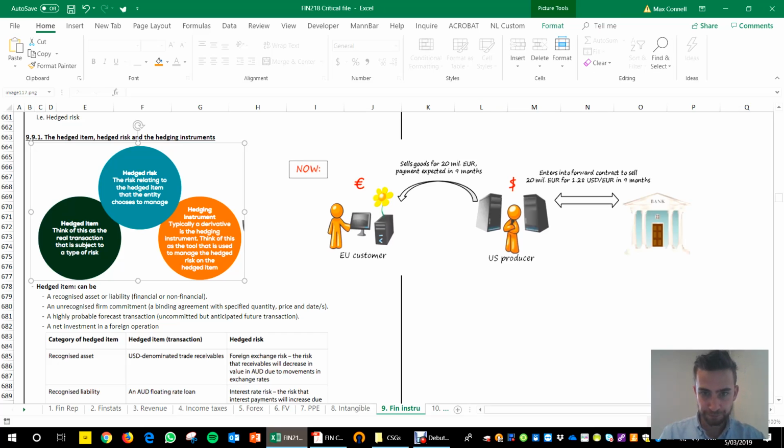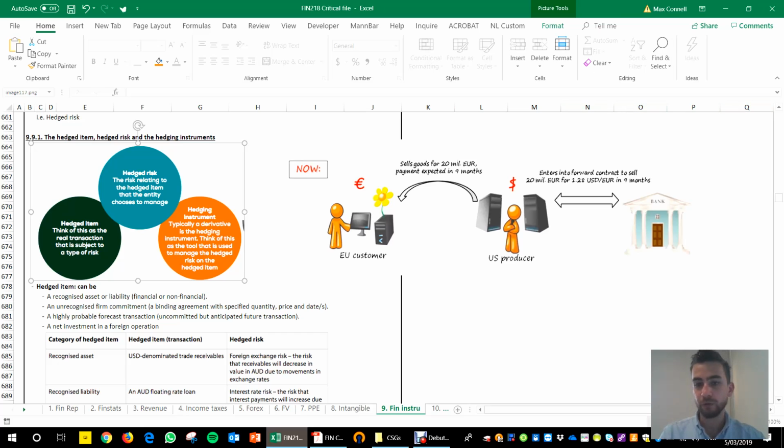For example, in this instance, we have a payable in our balance sheet of 20 million euro. If you remember back from our Forex chapter, we're going to have to revalue that amount, and any gain or loss on that revaluation is going to go through the P&L. For 20 million, that could be a huge amount of money. It could be 1 million in profit or loss going through your P&L.